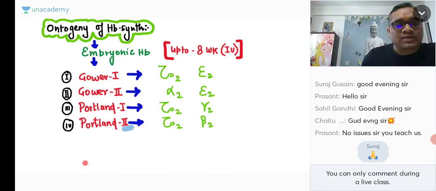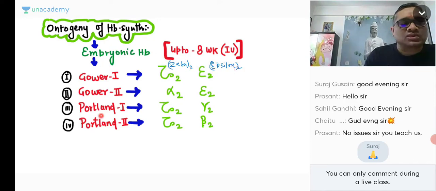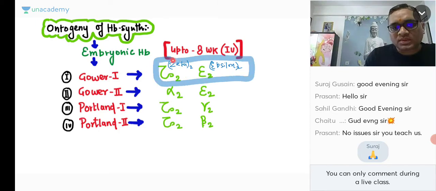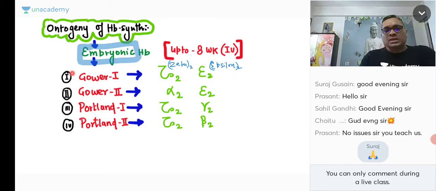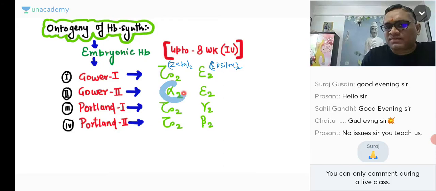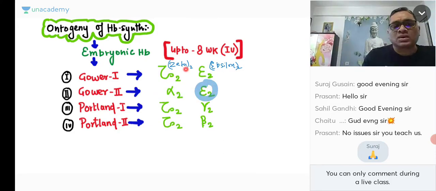So I can see that Gower 1 is having this zeta chain, zeta 2, and this is epsilon 2. So zeta 2, epsilon 2. This was a question in the AIIMS exam also. So zeta 2, epsilon 2 is an embryonic hemoglobin. That was a simple question. Now look at Gower 2. What is Gower 2? Gower 2 is simply alpha 2 and epsilon 2.